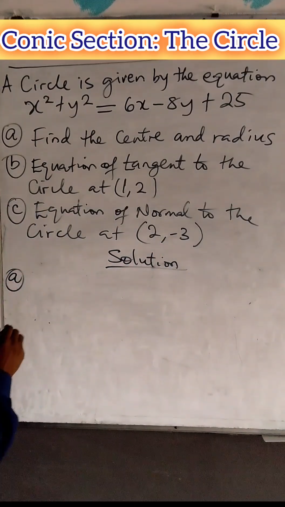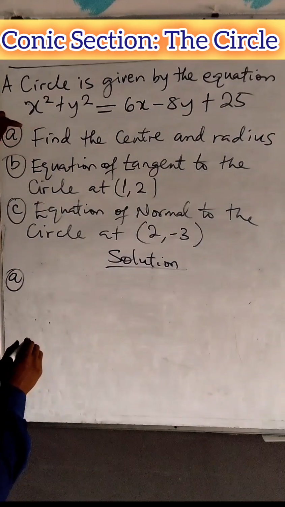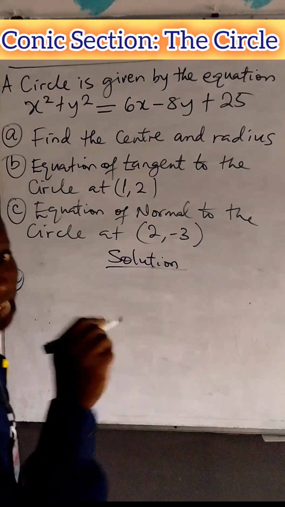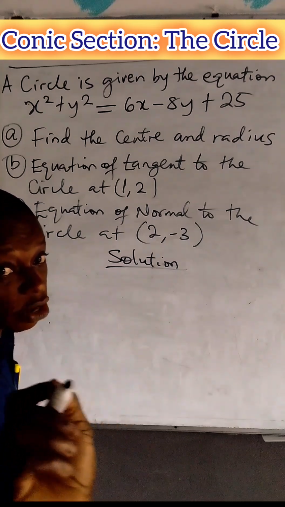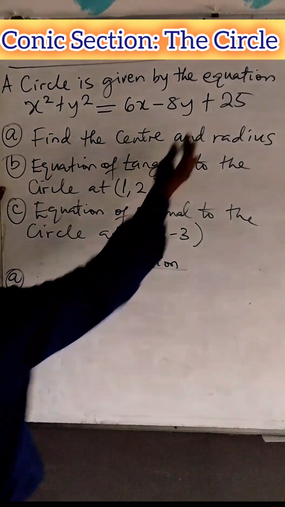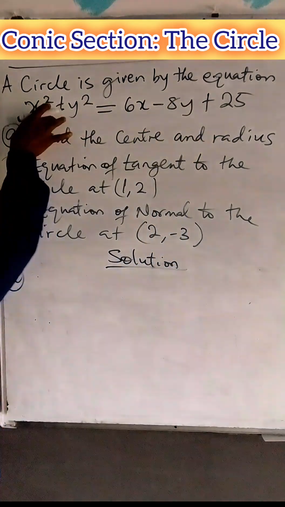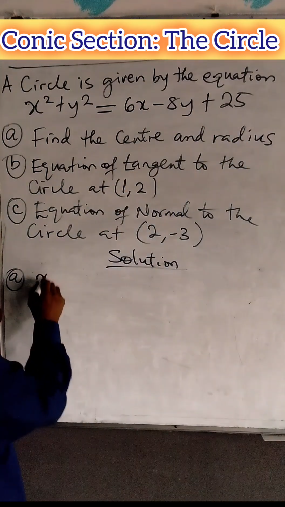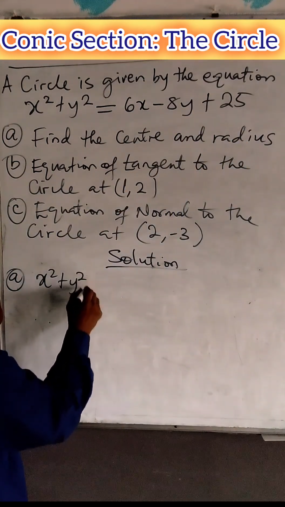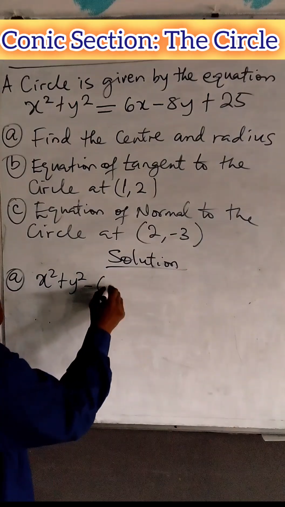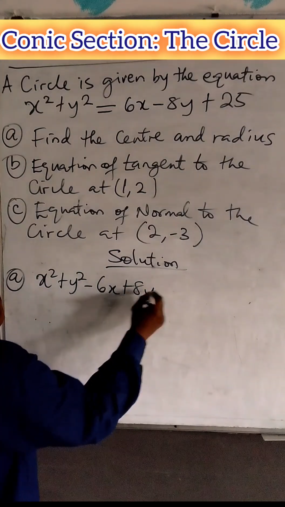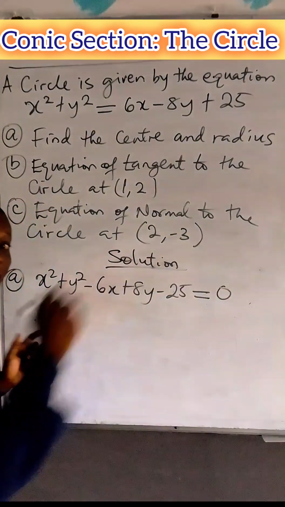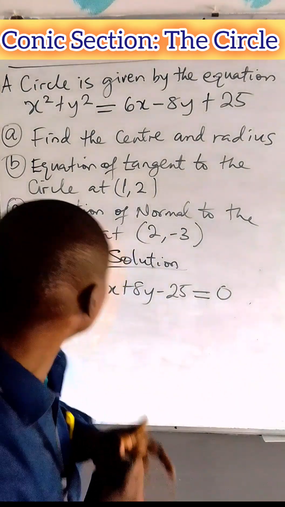A. First of all, we write the equation. We are going to rearrange the equation to be in the general form of the equation of a circle. So that will be packing everything from this side to this side, allowing 0 to be on the right hand side. So we have x squared plus y squared minus 6x plus 8y minus 25 equals 0. So this represents the general form of the equation of a circle.